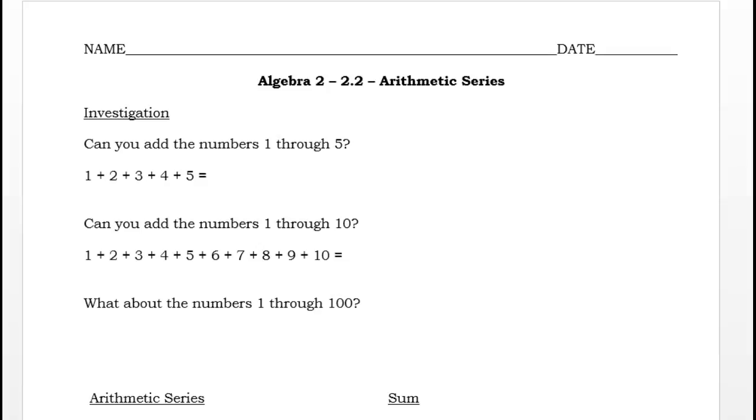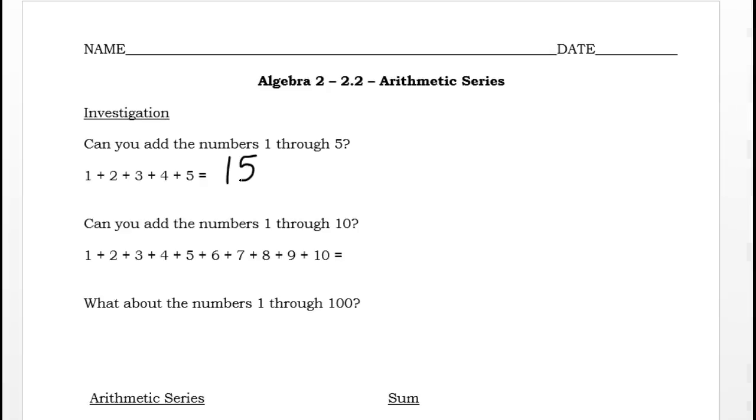This is Algebra 2, Lesson 2.2, Arithmetic Series. So we're going to start with an investigation, and the first question is asking us to add the numbers 1 through 5. So 1 plus 2 plus 3 plus 4 plus 5. We can use a calculator to do that, or we can do that in our heads, and we can get 15.